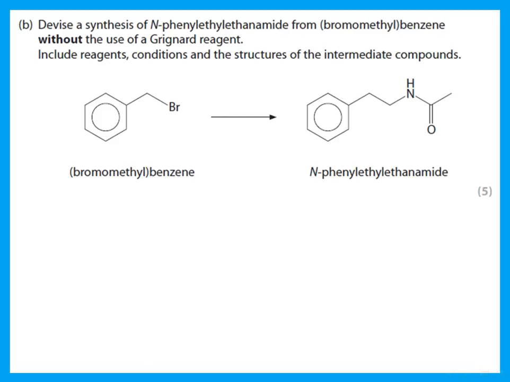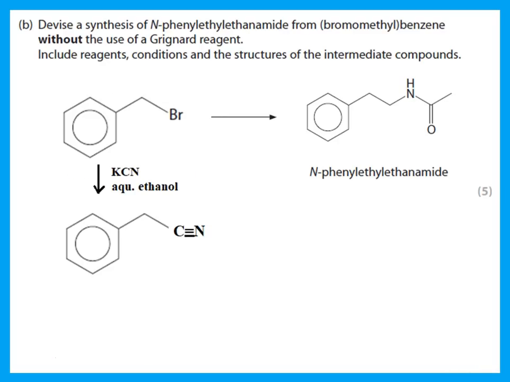You realize that we need to increase the number of carbons in the chain. We need to react so that we add that NH double bond O part. So how do we do that? We can react the bromobenzene with potassium cyanide in aqueous ethanol. This will add a cyanide group, and remember, this is the method of adding an extra carbon atom to the chain. So this gives the cyanide molecule.